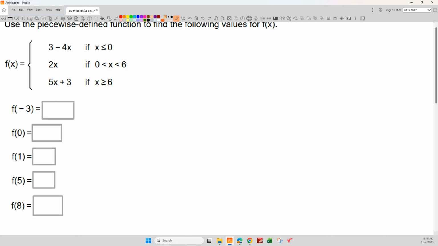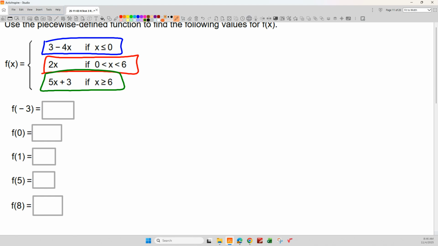If we color code these, if we make this top piece blue, that one red, and this one green, this is a blue issue. How come? Yeah, -3 is less than or equal to 0, so it fits into that domain, right? So this is going to give us 3 minus 4 times -3. Well, what is that? 3 minus -12, so 15. Yeah, that makes sense, doesn't it? This is blue.